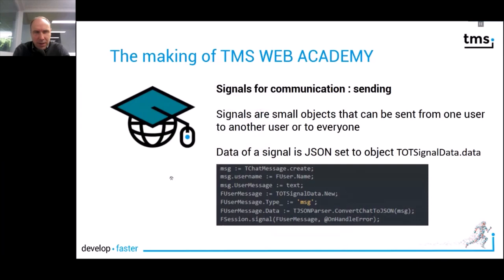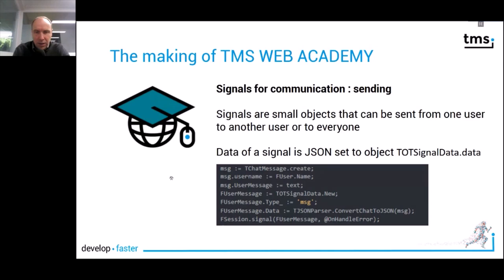Let's have a look now at the signals. Signals are in fact small objects that you send from one user to one specific other user. If you specify the user name, it's sent to one specific user. If you do not specify the name, that signal object is sent to everyone. And the data of that signal is a JSON object. So we create a JSON object and we set that to the data parameter of the OTSignalData class. And then we can call the method session.signal of that specific message.